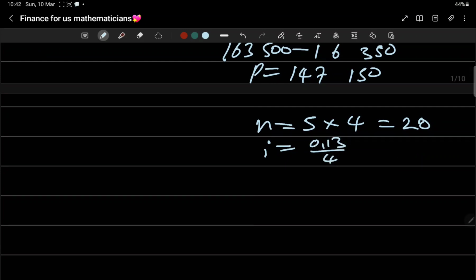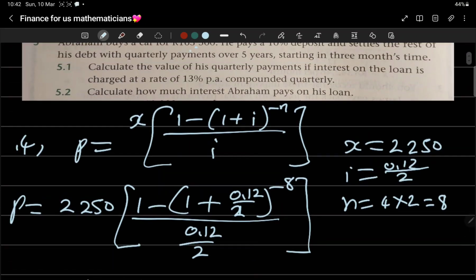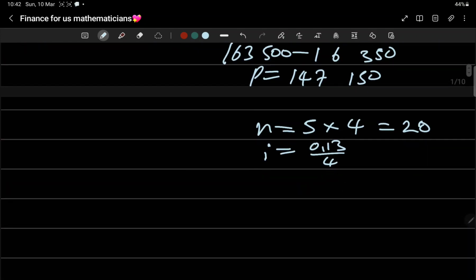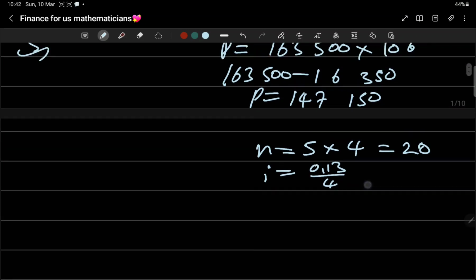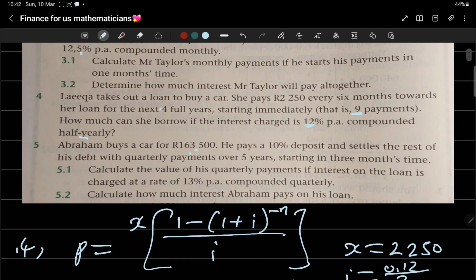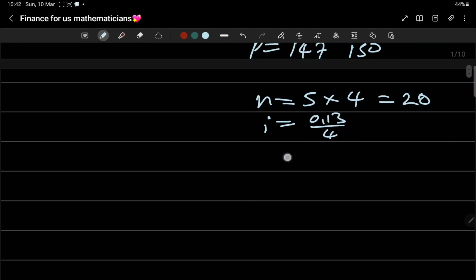0.13 over 4. Where is 0.13 from? 13 over 100. Because it's 0.13. Why over 4? Because it's 4 times in each year. Then what are we calculating? Are we calculating monthly payments? Yeah, his quarterly payments instead of monthly payments.